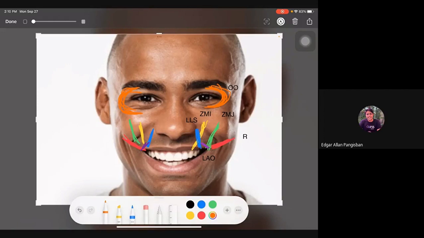Guys, is it 6 or 12? 6 muscles or 12 muscles contracting when you smile? Yes, it's 12, since they are paired. So when we have a left zygomaticus minor, we also have a right zygomaticus minor. Left and right siya. So a total of 12 muscles are contracting when you are smiling. Okay, that is clear.